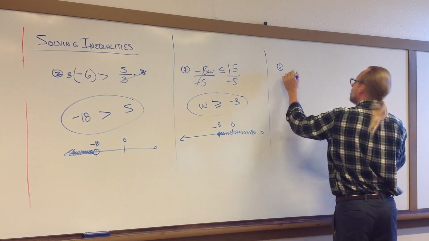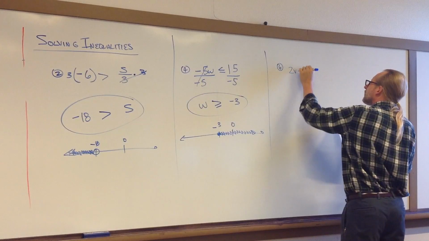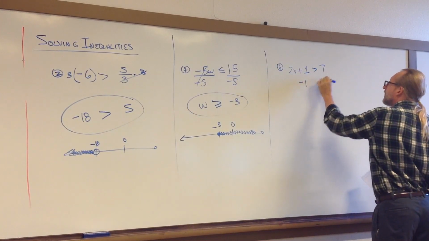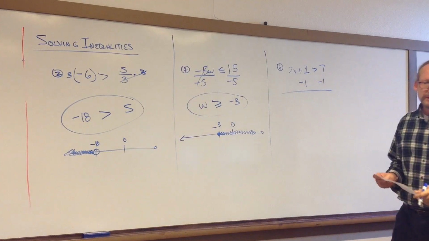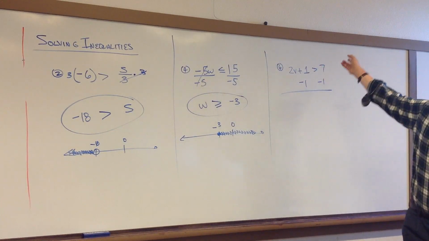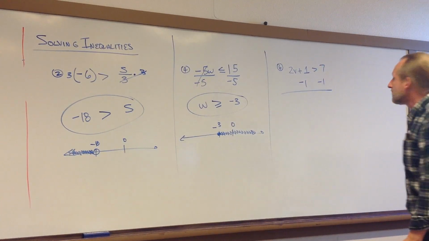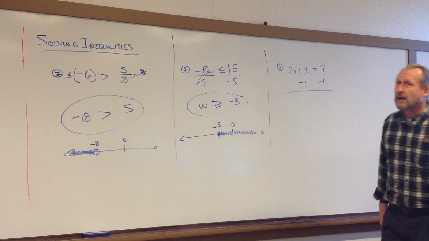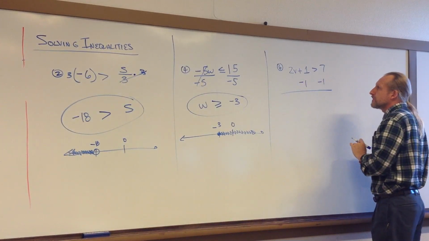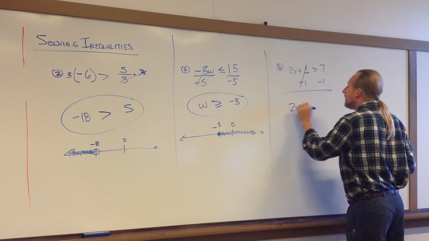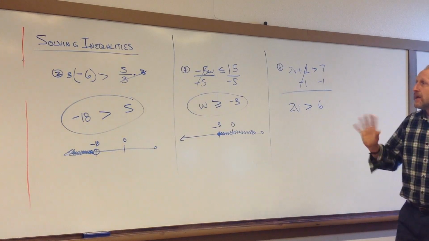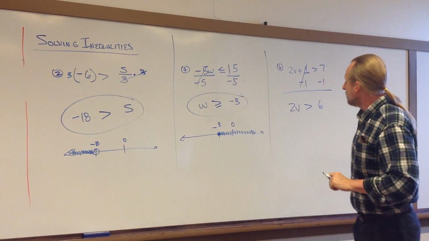Problem 6. We've got 2v plus 1 greater than 7. So now I'm going to subtract 1 from both sides. Sometimes people see this negative and they think, oh, I better flip that around. No. Am I multiplying or dividing by a negative? No, I'm not. I am subtracting 1 from both sides. So these cancel out. This stays the same. This is 6. This also stays the same because I didn't multiply or divide by a negative.